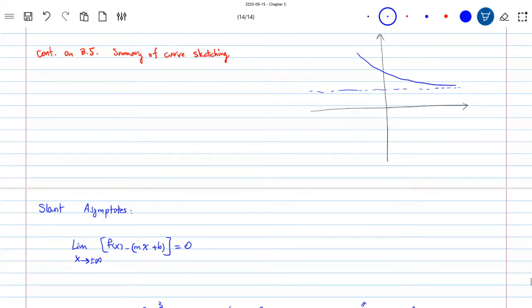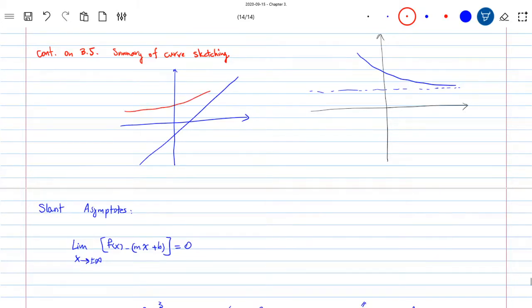Slant asymptote, instead of having a horizontal line, what you have is a straight line, and the graph of the function f somehow approaches that line. So this is the function f, and this is a line y equals mx plus b. The line y equals mx plus b is called the slant asymptote for the function f, because as the x value grows toward infinity, the y value is approaching this straight line. So you expect the behavior as you go further to be very close to this straight line.